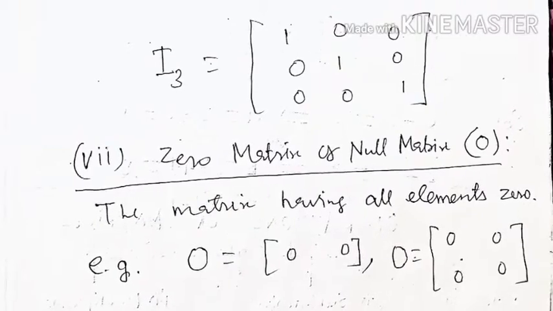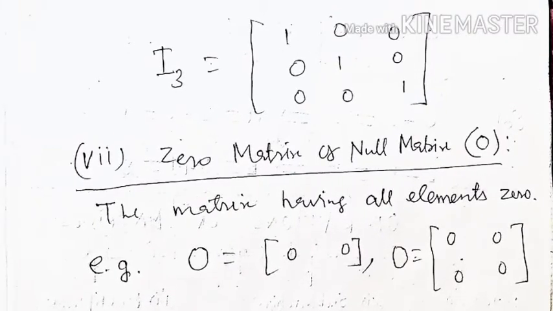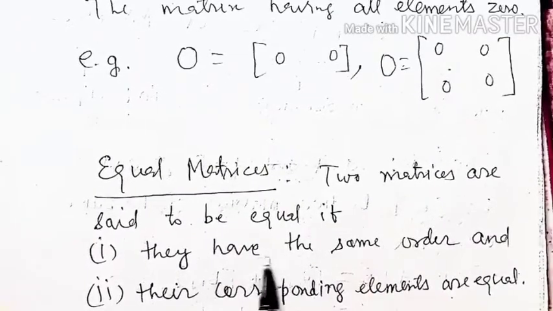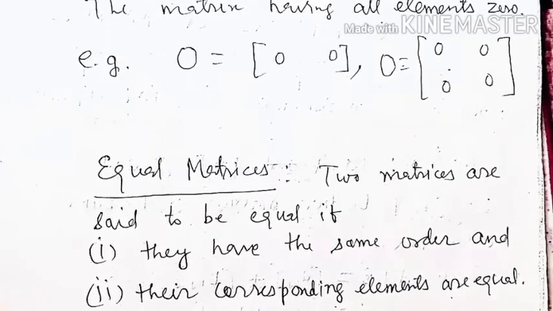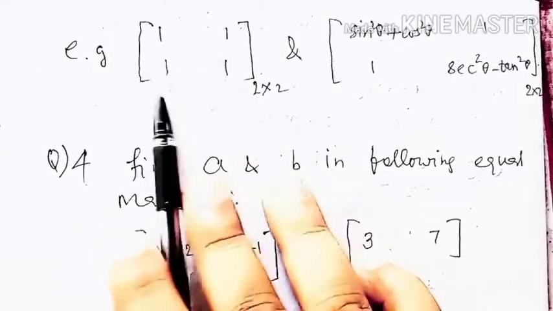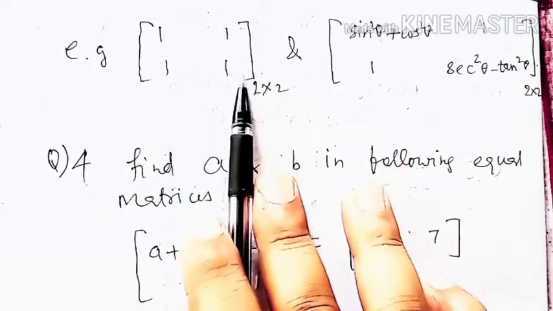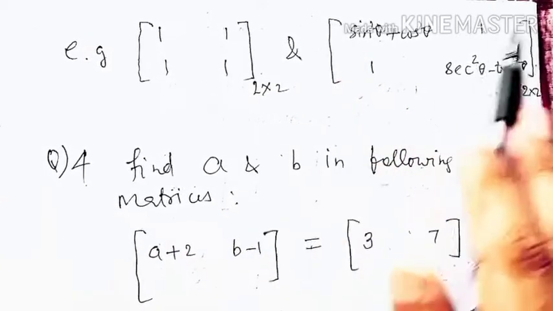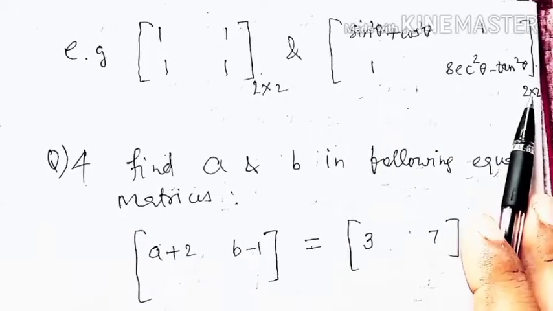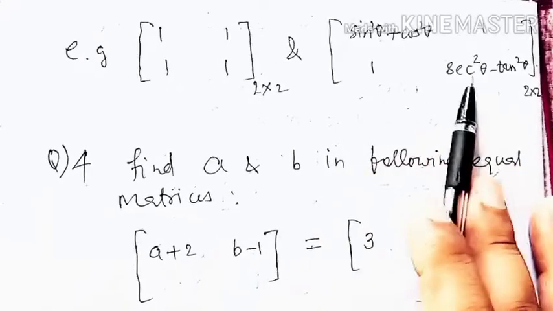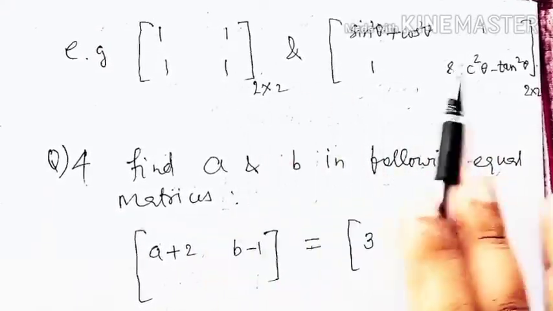Let us now learn about equal matrices. Two matrices are said to be equal if they have the same order and their corresponding elements are equal. For example, here we have 1 1 1 1. This is a matrix of order 2 cross 2. This is another matrix of the same order, and we can see that their corresponding elements are the same. This is 1, this is also 1, so they are equal matrices.